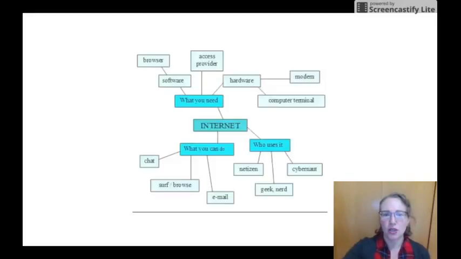Great. So here is an example word web that's based on the topic of the internet. What are the themes? What you need, what you can do, and who uses it. Okay? Very good. And how many topics do we have? Right, we have 3 topics under 2 of the themes and 6 topics under the last theme. Great. So this is how we're going to transform our ideas about what it would be like to be in the classroom with David Sedaris to our word web and then ultimately into the essay. Pretty cool, right?